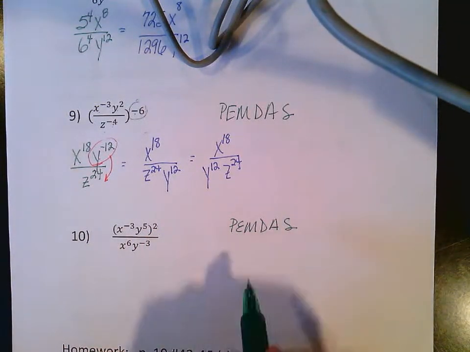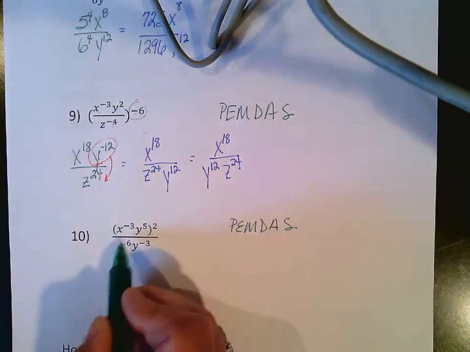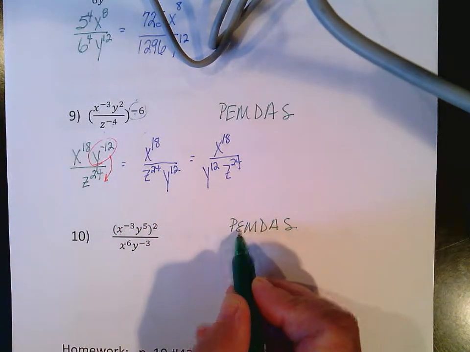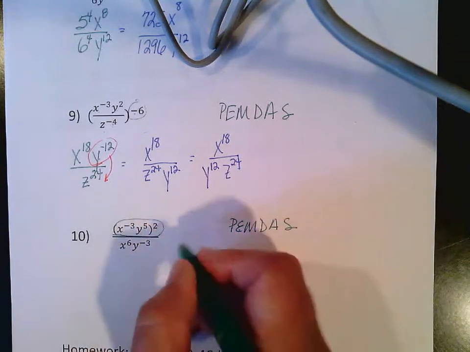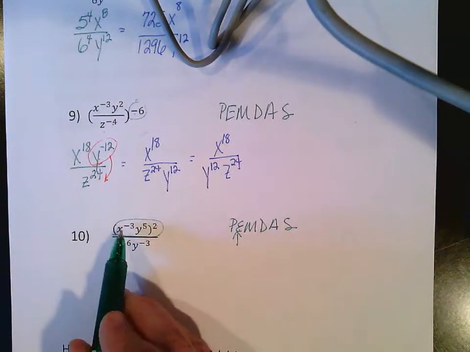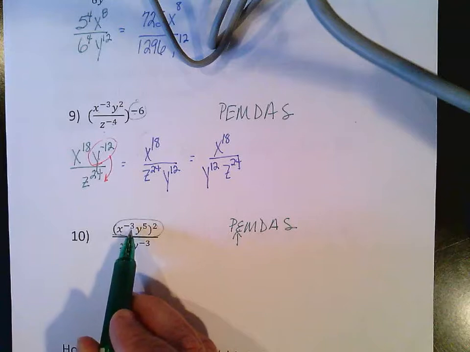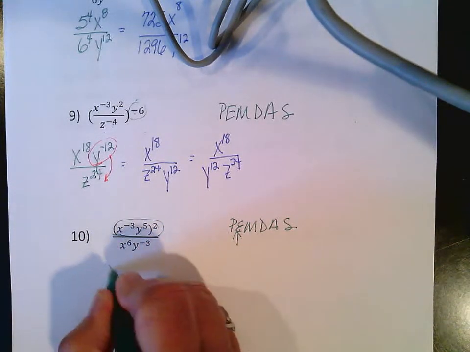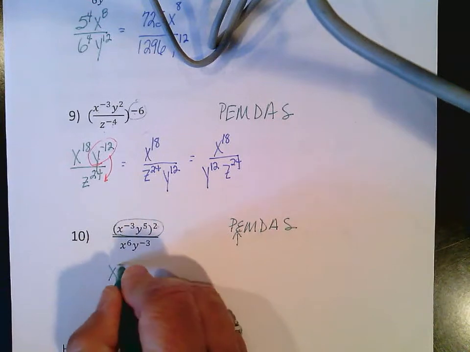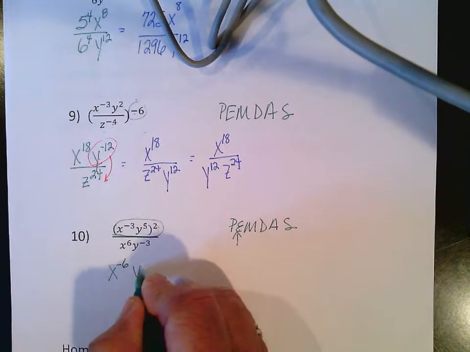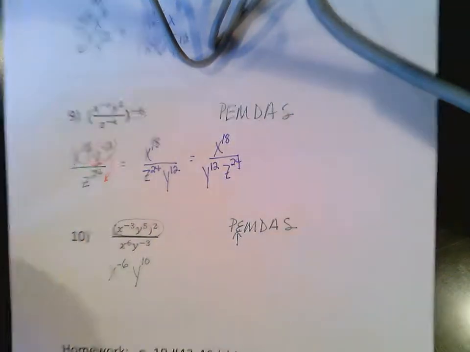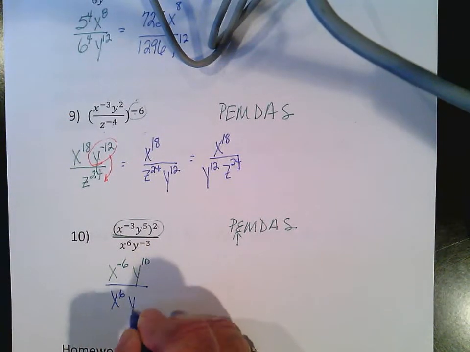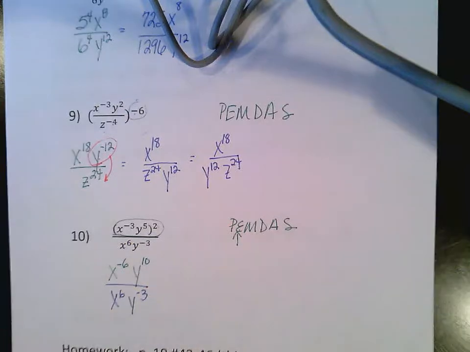And under PEMDAS, you're going to do parentheses first. There's nothing to do inside the parentheses. That's as simple as that's going to get. I'm going to do my exponent next. So I'm just going to focus on this numerator and taking each of these powers and raising it. Power to a power means we multiply powers, so this is x, -3 times 2 is to the -6th. Y, 5 times 2 is to the 10th. And then in the denominator, that's not changing. It's x to the 6th, y to the -3rd, because it's not being raised to a power.